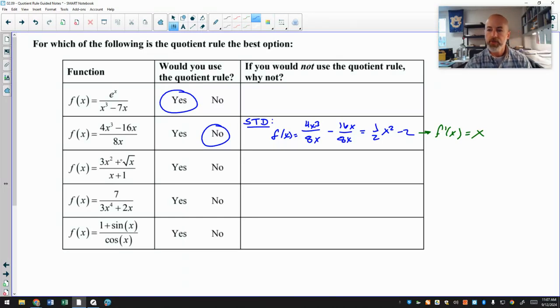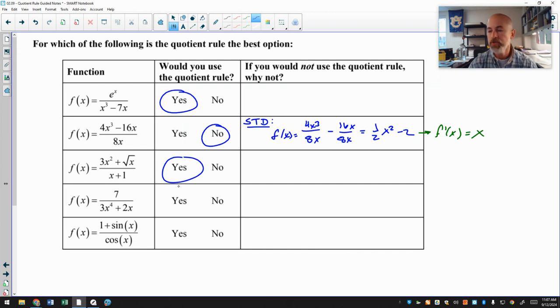All right, the next one, 3x squared plus root x over x plus 1. That is a quotient. I do see variables on top and bottom, and I don't see any way that can be rewritten to conveniently avoid the quotient rule, so I'm just going to go on with the quotient rule on that one.